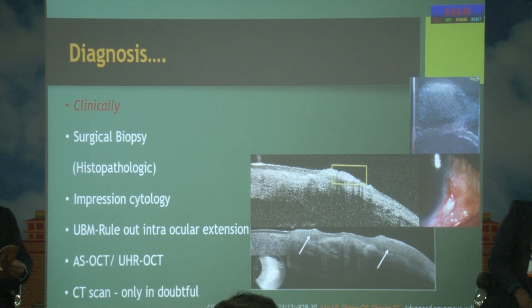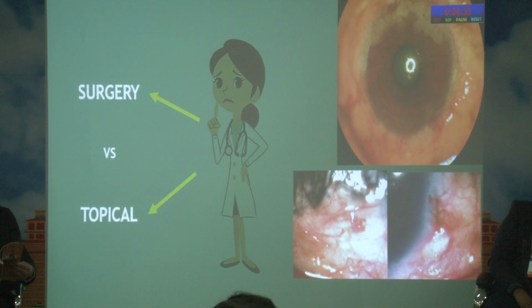CT scan: when you suspect that there is a metastasis or extension of the tumor, then you should get a CT scan of the eye as well as the adjacent area. Now come to the management. We have two options, surgery or medical management.